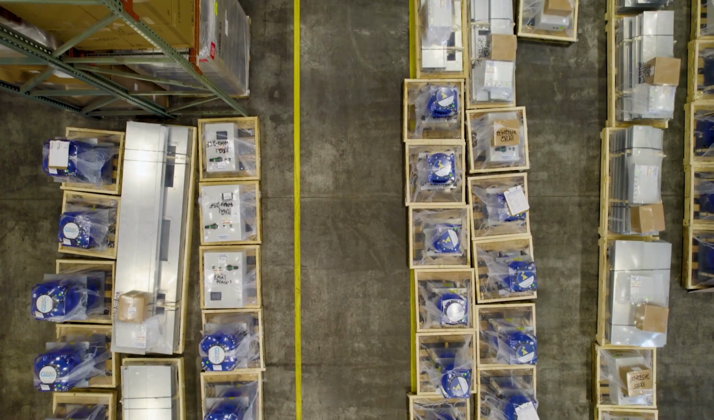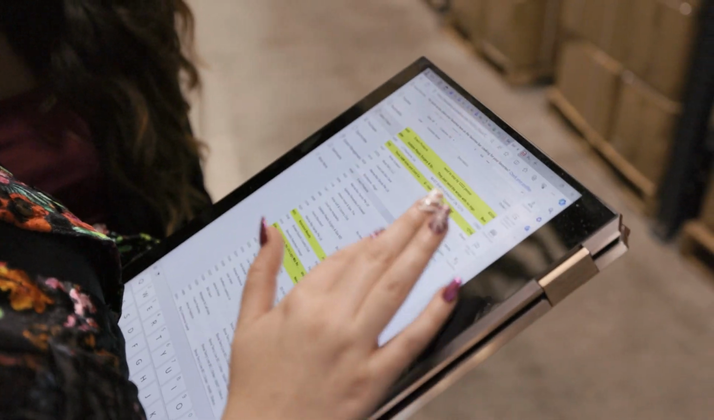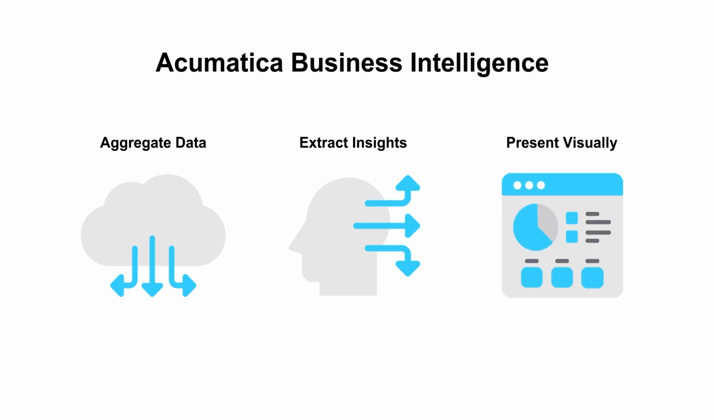grow and evolve. Almost every department relies on technology, but few unlock its full potential. Leverage Acumatica Business Intelligence to aggregate data from multiple sources using integrated tools like Microsoft Power BI. Extract actionable insights for strategic and tactical decisions. Present data visually to improve collaboration with stakeholders.